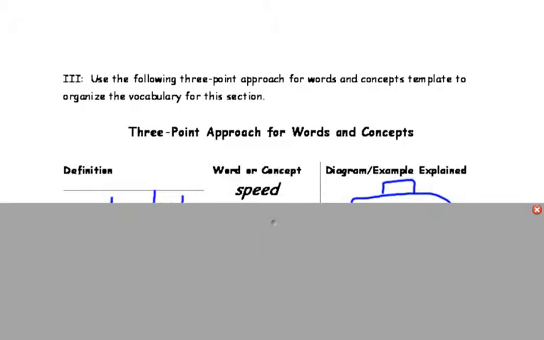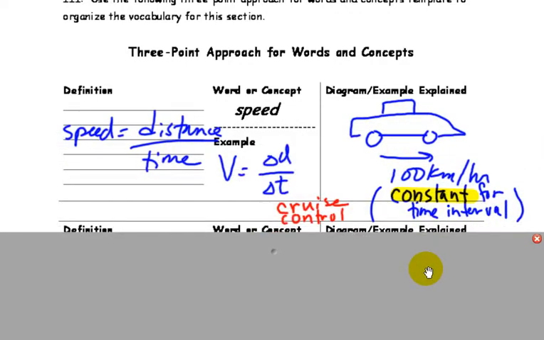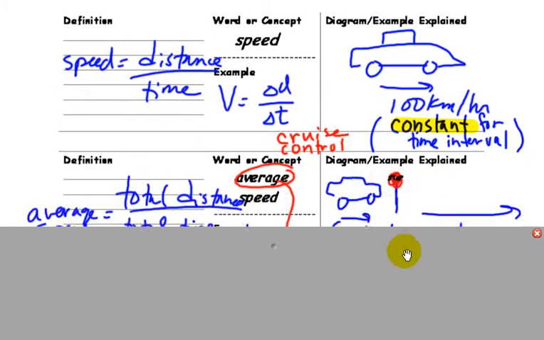I think we have one more page here just with some vocab. Speed, just simply distance over time. And just by using the word speed, it's implying that it is a constant movement. So you're not speeding up, you're not slowing down, a constant distance over a constant time. So for example, cruise control, 100 kilometers per hour for a certain time interval.